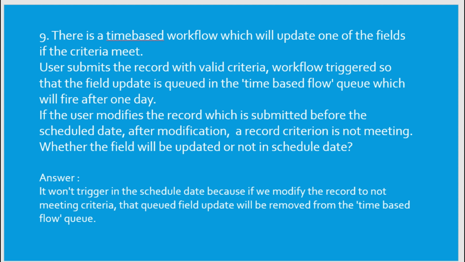If the user modifies the submitted record before the scheduled date, and after modification the record criteria are not met, will the field be updated on the scheduled date? Answer: it won't trigger on the scheduled date, because if we modify the record to not meet the criteria, that queued field update will be removed from the time-based flow queue.